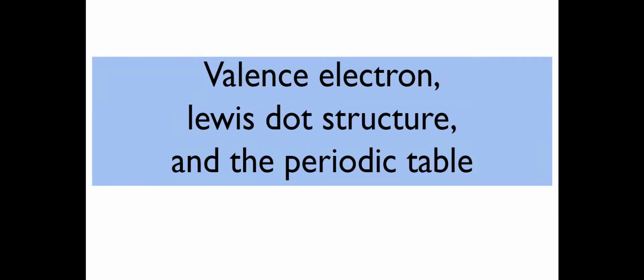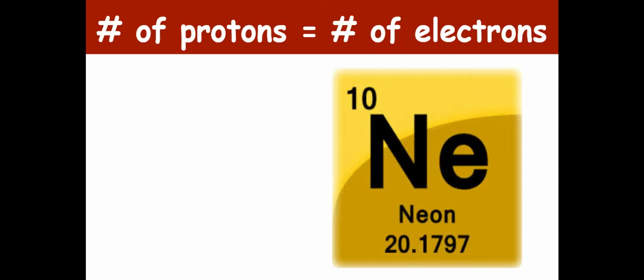Hi everyone, today we are going to discover the beauty of the periodic table and why they arrange it this way. Okay, we are going to go through valence electrons, Lewis dot structure, and the periodic table. As you may remember, we said the number of protons is equal to the number of electrons in any neutral atom, which means they have the same charge.